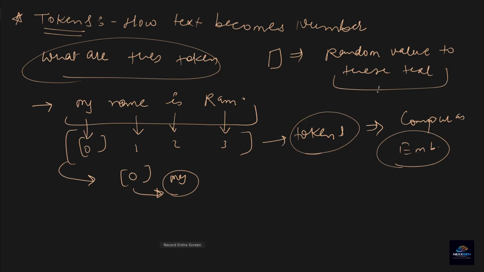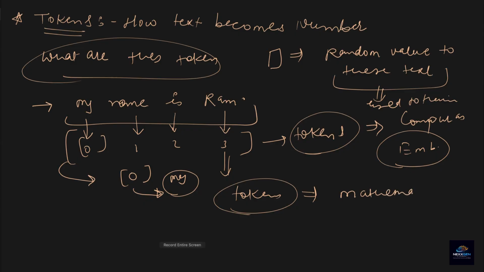And these texts are further used to train these models, right? I'll explain how the training works of these large language models, but my sole focus here is to make you understand what tokens are. So tokens are nothing but the mathematical numbers or mathematical vectors, a mathematical representation of text, right? So I hope it's clear.